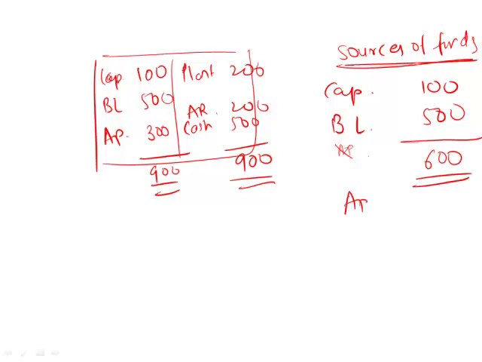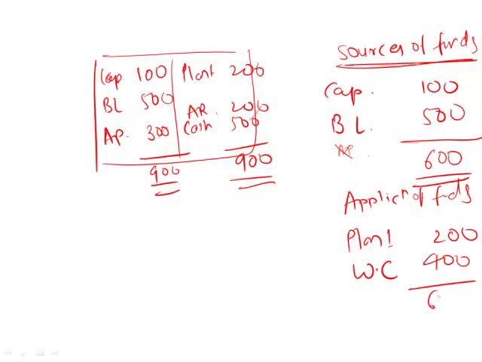And then I would write down application of funds. And how did I use this money? Plant 200, working capital 700 minus 300, 400, 600. So I do not call accounts payable a source of fund. What I say is, how much is my net working capital? 400. So source of funds 100, 500, 600. Application of funds 200, 400, 600.